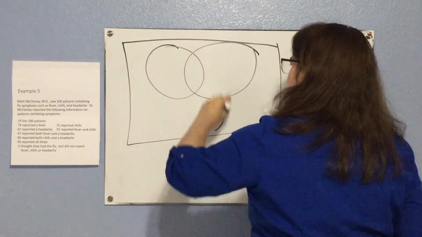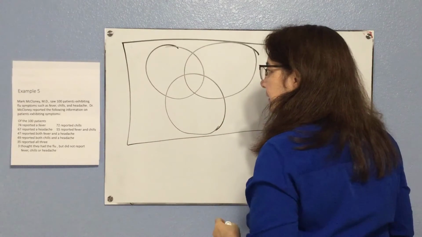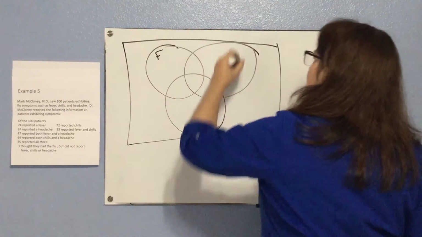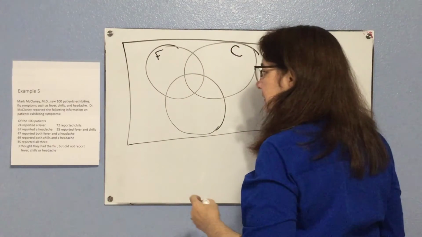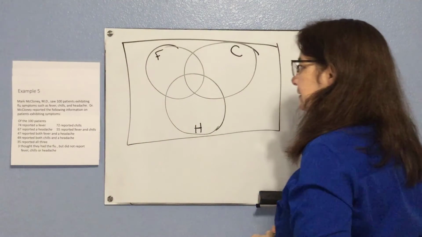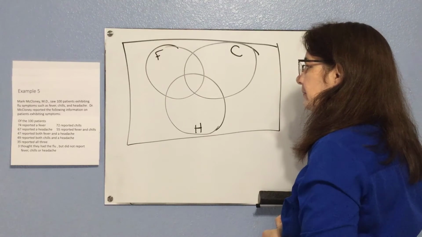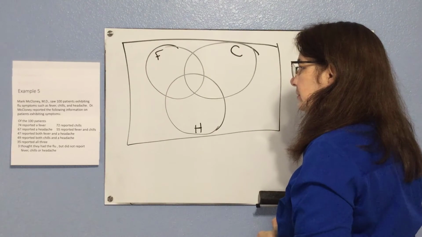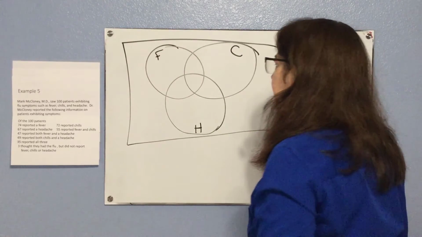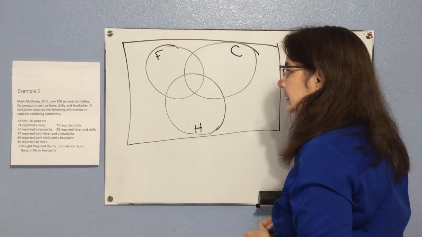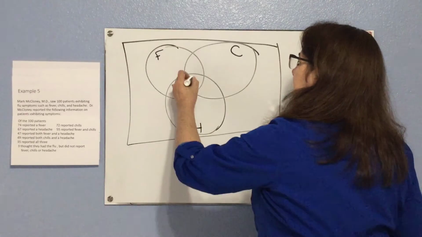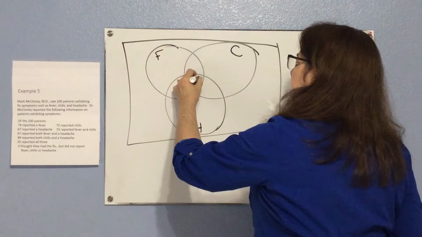And we're going to be looking at 3 symptoms. And the symptoms are fever, so we'll call that F, chills, C, and headache, H. And it says of the 100 patients, 74 reported a fever, 72 reported chills, 67 reported a headache, and so on and so on. I'm going to skip down to the bottom. It says 35 reported all 3 symptoms. So I'll put a 35 in here.